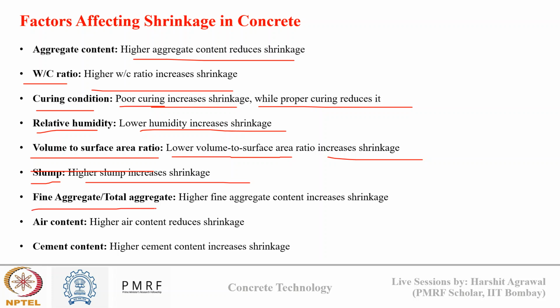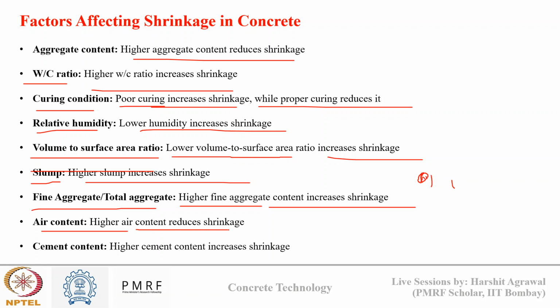Fine aggregate to total aggregate ratio. If there is more fine aggregate, it means there will be more cement content in concrete. And if there is more cement content in concrete, then there will be chances of higher shrinkage in concrete. So again similar to creep, it is not the aggregate that causes shrinkage, it is the cement paste that is causing the shrinkage.